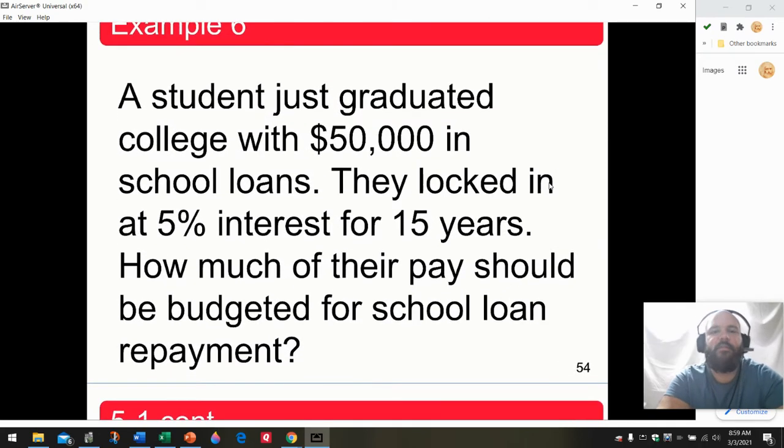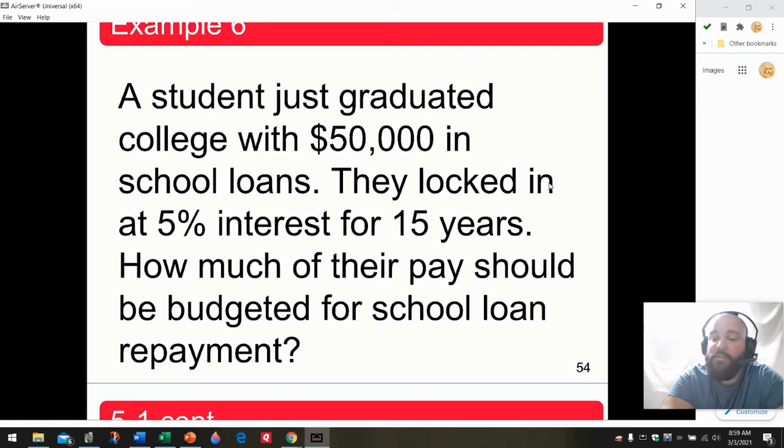So here's an example. It says a student just graduated college with $50,000 in school loans. They locked in at 5% interest for 15 years. How much of their pay should be budgeted for school loan repayment? So 5% is not too far off of where the federal student loan current interest rate is. I believe, I looked it up the other day, currently this year in 2021, it is at about 4.5% is where the student loan interest currently is.